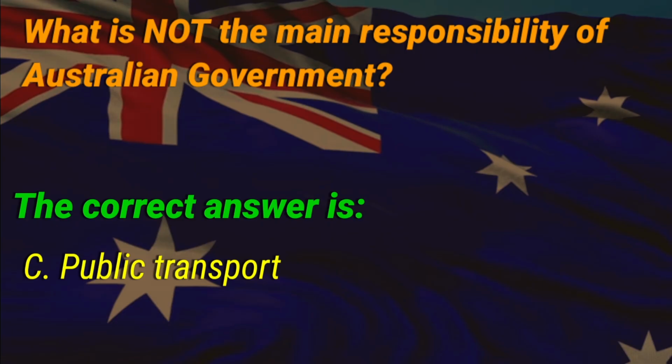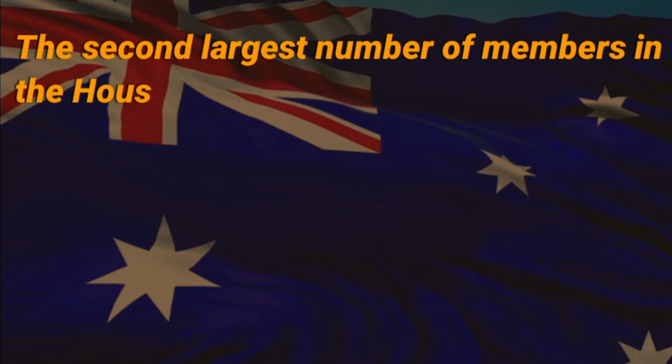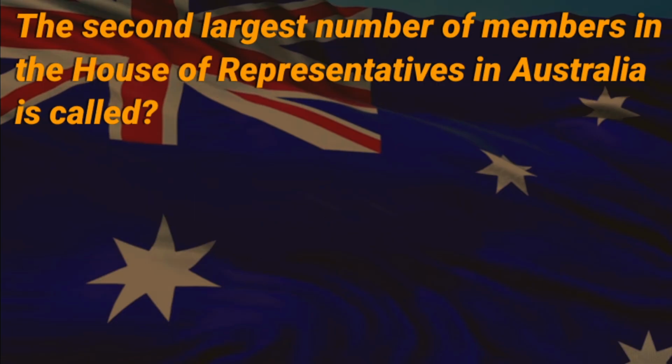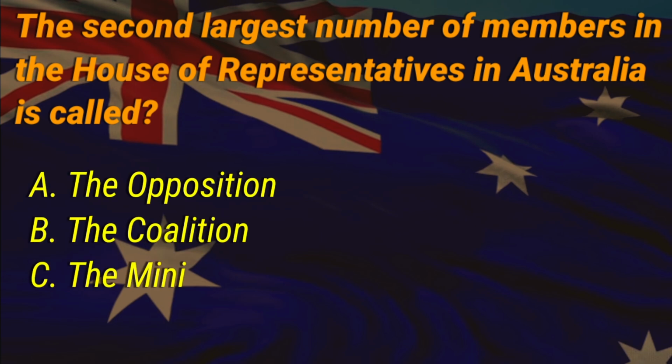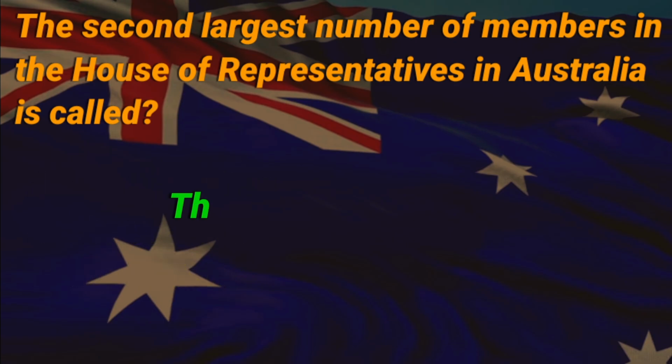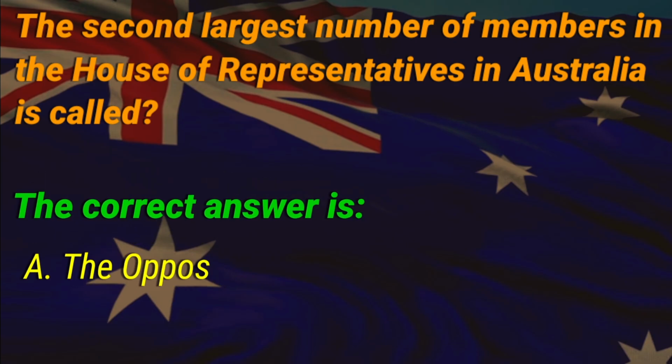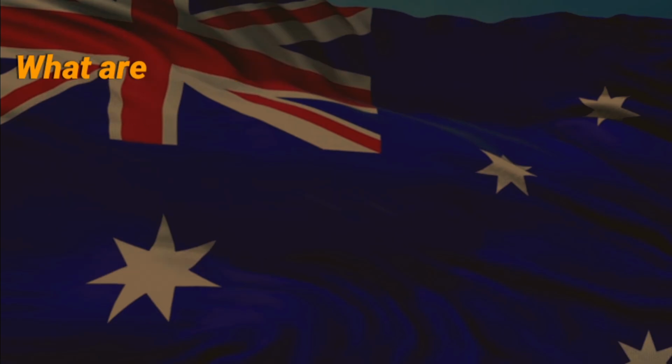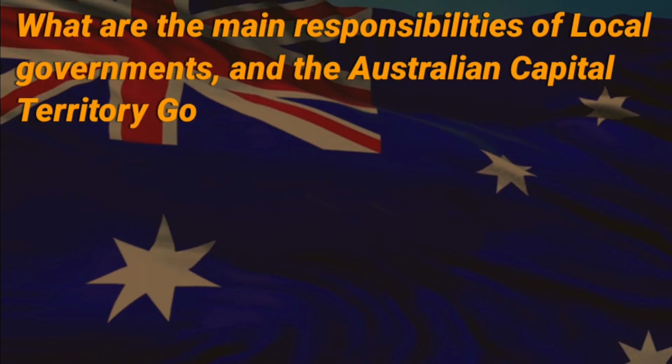Public transport. The second largest number of members in the House of Representatives in Australia is called: A. The opposition, B. The coalition, C. The minister. The correct answer is A. The opposition.